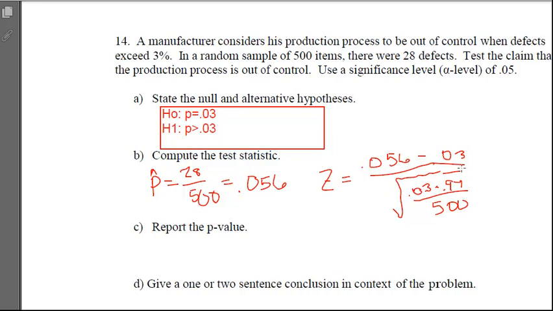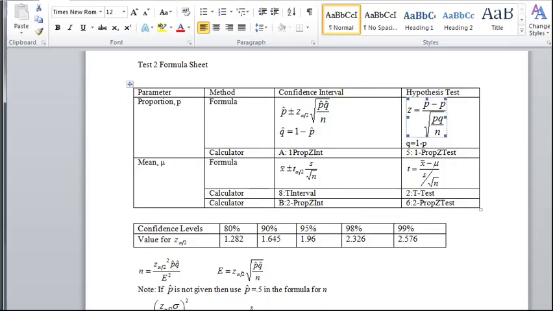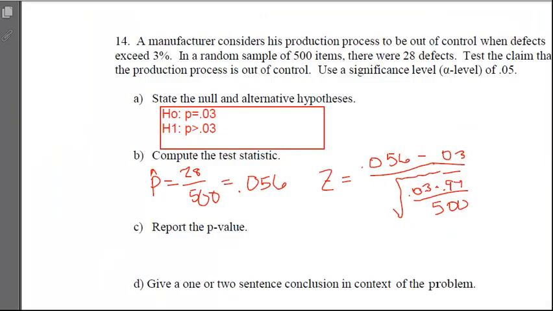So just real quick, look at that formula again. This is the formula I just used. I took p-hat minus p, divided by the square root of p times q divided by n. Whatever you have for p is what goes in the denominator. All right, so this is equal to 3.41.